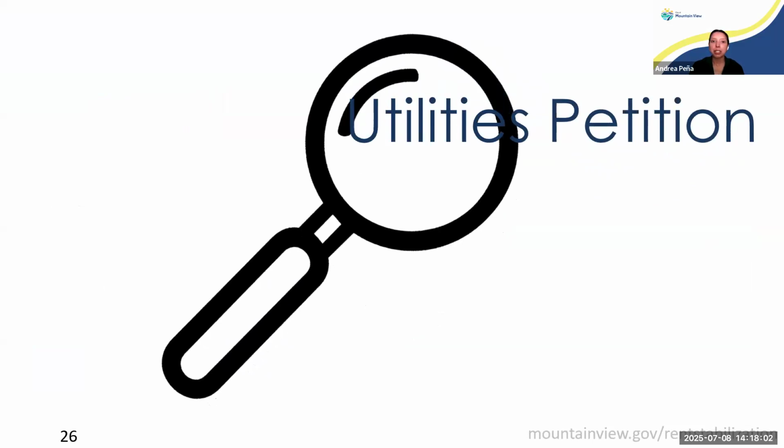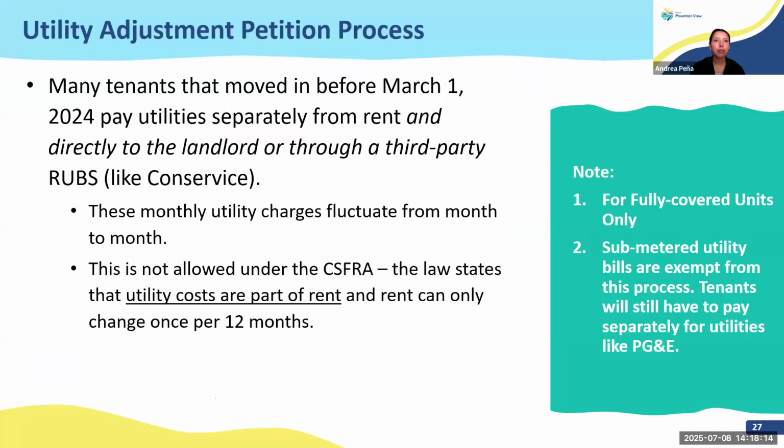And like I mentioned briefly earlier, there are some updates to utilities and rent under the CSFRA fully covered units. So I'll just touch on that briefly. For the tenants, we were talking earlier about the tenants that are newer, that have moved in March 1st, 2024 or after. Those tenants should already have utilities as part of rent.